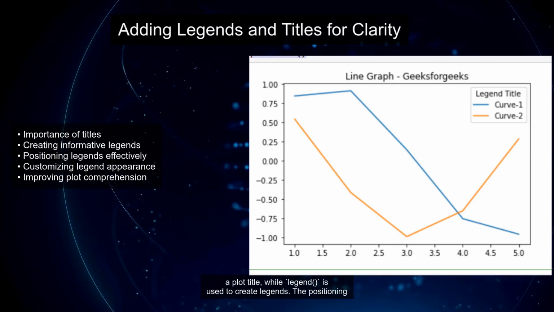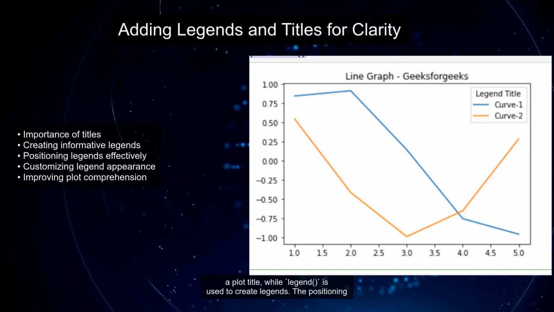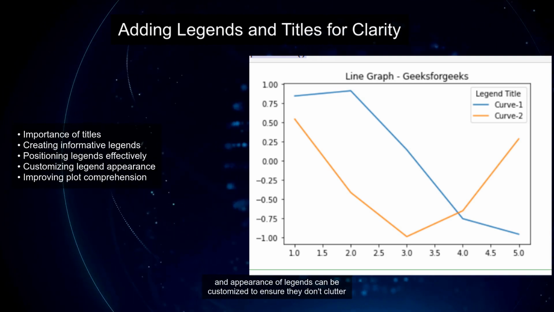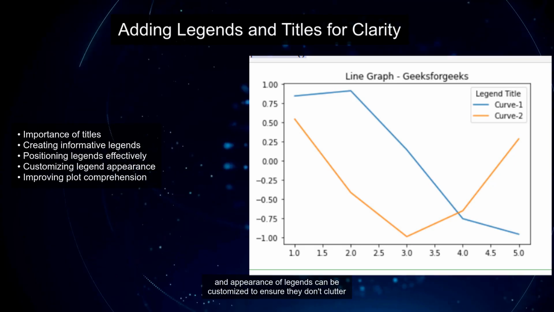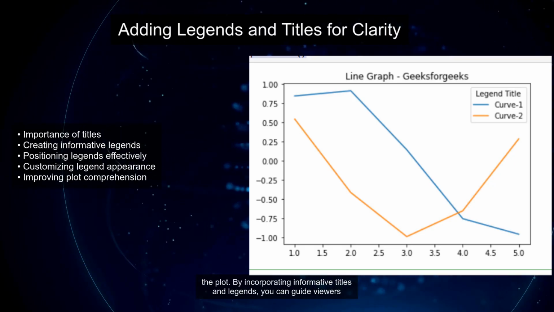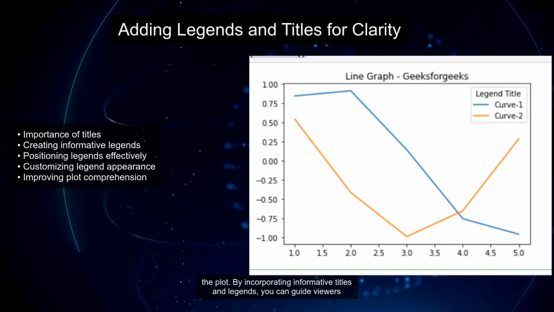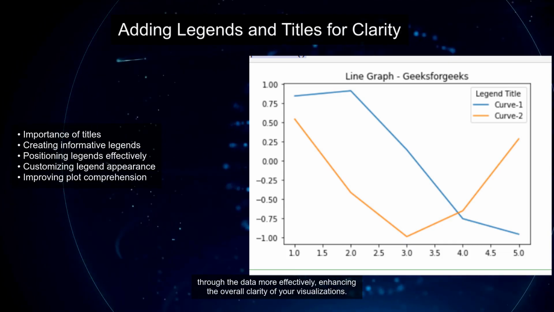Matplotlib's title function allows you to set a plot title, while legend is used to create legends. The positioning and appearance of legends can be customized to ensure they don't clutter the plot. By incorporating informative titles and legends, you can guide viewers through the data more effectively, enhancing the overall clarity of your visualizations.